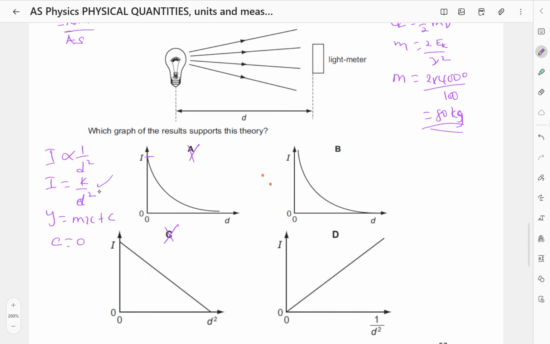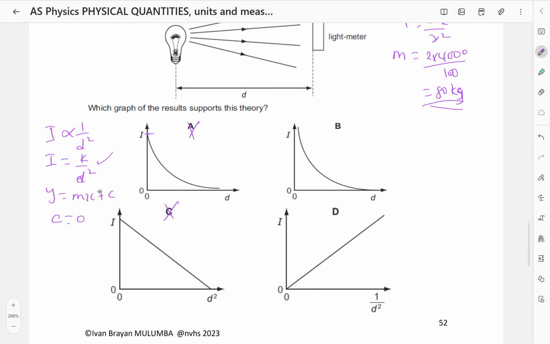Let's ignore A and C because the y-intercept should be 0. This one is showing a y-intercept which is not 0, and this one too. So A and C, those ones are out.